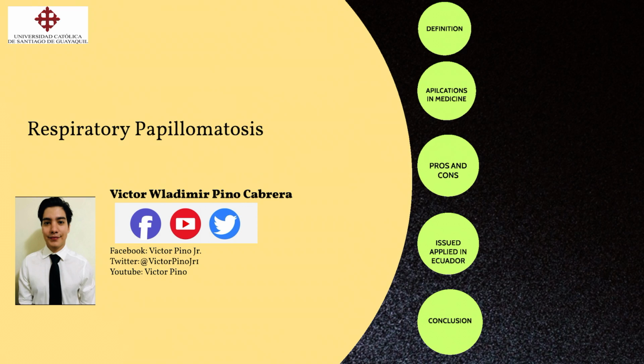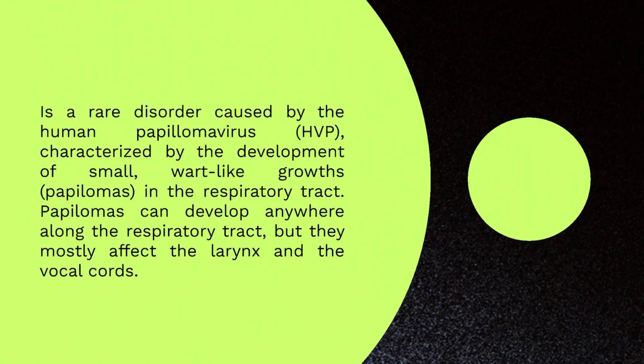Respiratory papillomatosis. Definition: it is a rare disorder caused by the human papillomavirus, characterized by the development of small wart-like growths, papillomas, in the respiratory tract. Papillomas can develop anywhere along the respiratory tract, but they mostly affect the larynx and the vocal cords.